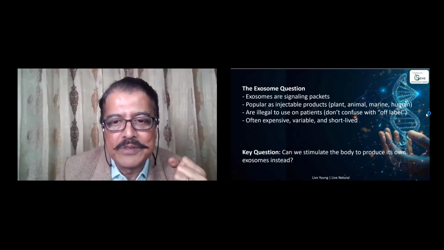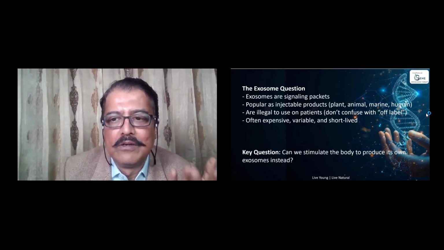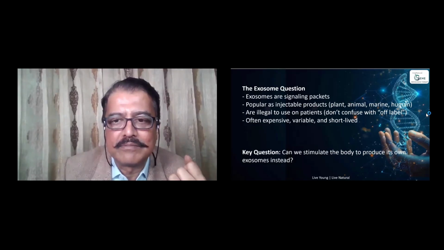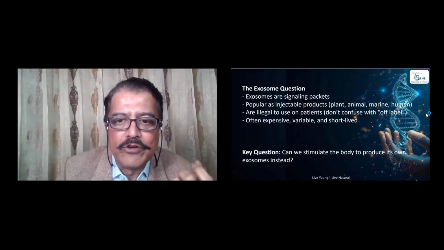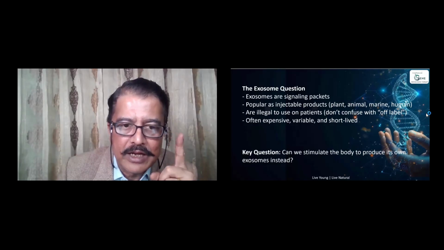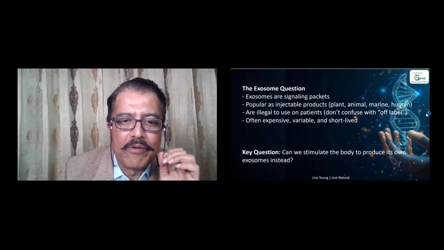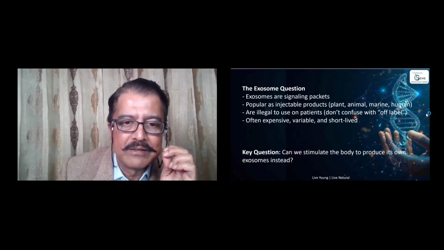But exosomes are not allowed, are not permitted, are not approved for use on human beings. When you are using exosomes, it is not an off-label thing. It is an illegal thing. You'll find it written on the injection that this is not for use on humans. It is only for research purposes. This is a very important thing you have to remember. Don't use just anything on your patients.